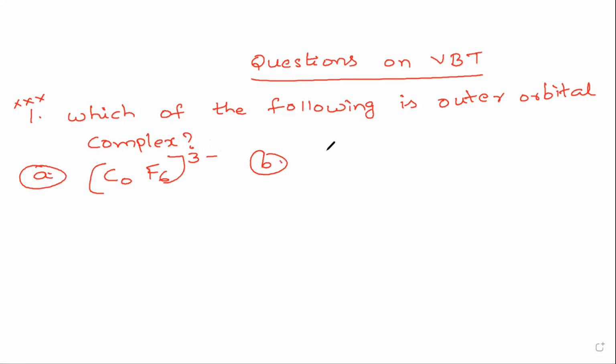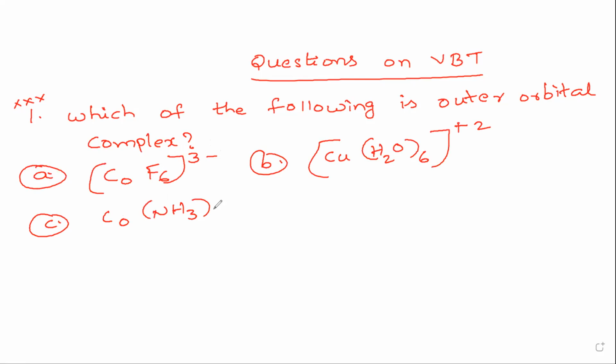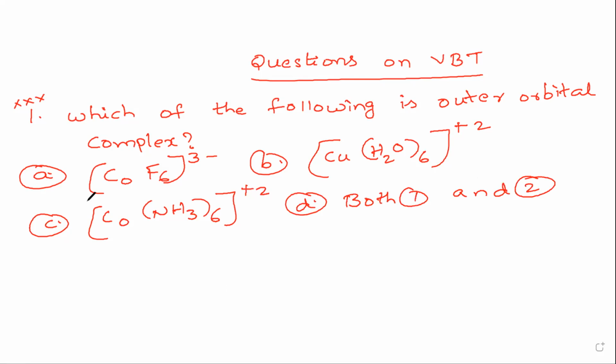Option B, copper hexaaqua 2 plus. Option C, cobalt hexammine 2 plus. Option D, both A and B. Now, how to answer this type of questions? Let us discuss now.